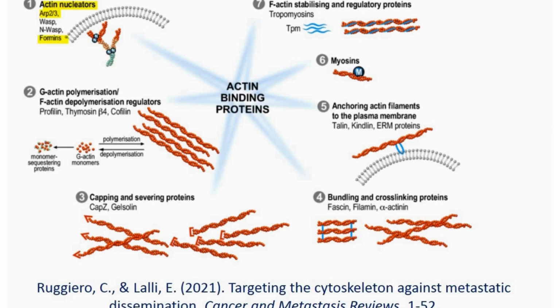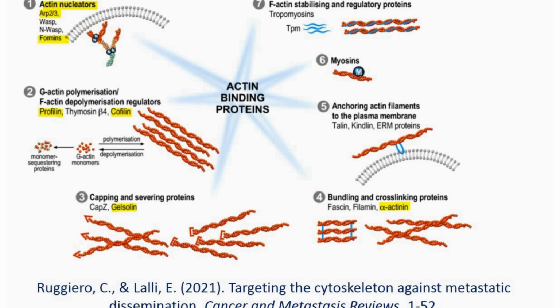Category 2 is G-actin polymerization proteins and F-actin depolymerization regulators. Amongst that, we have profilin, which features in my talk, thymosin beta 4 and cofilin. This helps in polymerization and depolymerization. The third category of proteins is capping and severing proteins, under which we have CapZ and gelsolin. The fourth category is bundling and cross-linking proteins, for which we have fascin, filamin and alpha-actinin.